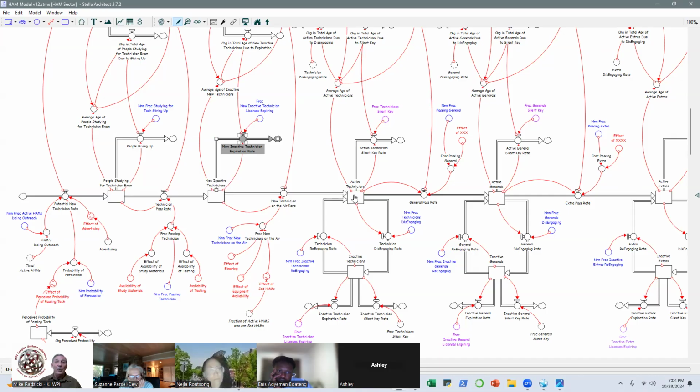Then we go over here. These are technicians that get on the air. Okay. And then some of them disengage and are inactive. They still have their license. They just don't do anything. And some of them, their licenses just expire, and that's that. Or if you're a silent key in ham radio, that means you're passed away.